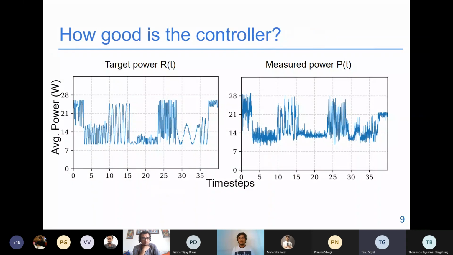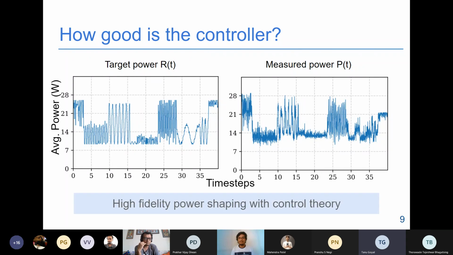Now you might wonder how good is this controller? This is an illustration to show that the controller can actually control and reshape the power to the target power R. On the left, you observe the power trace, the target power capital R. The y-axis is the average power in watts and the x-axis is the time steps. On the right, you see the graph of the emitted or measured power capital P. This power was measured when an application was actually running on the computer. So it basically means that the controller was able to reshape the measured power to look close to the target power.